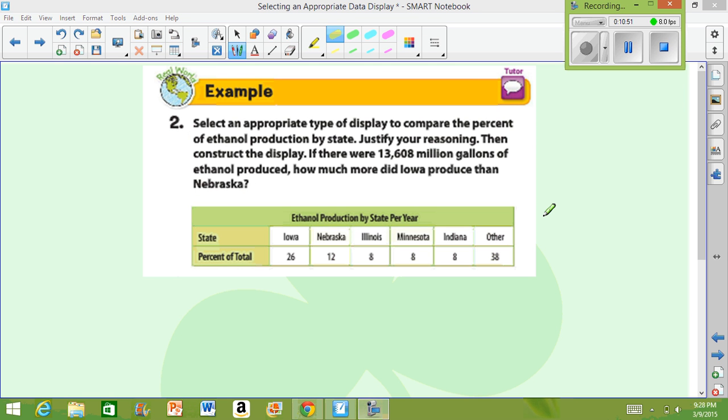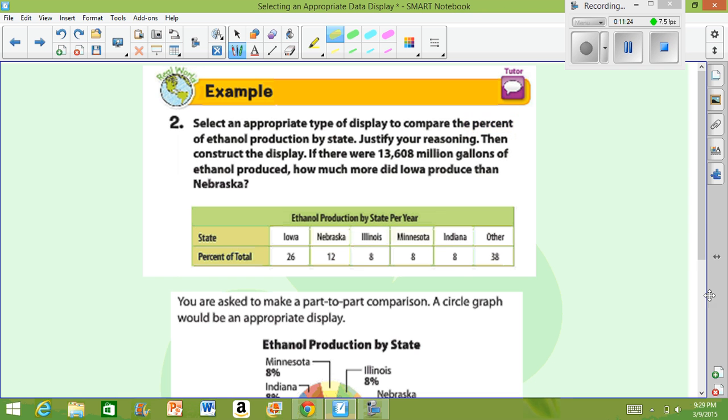For example number 2, it says select an appropriate type of display to compare the percent of ethanol production by state. Justify your reasoning. Then construct the display. We're not going to focus on constructing the display, but notice there's major keywords here, and that keyword is percent. So anytime that we are talking about percent, we are going to be displaying our data using a circle graph.